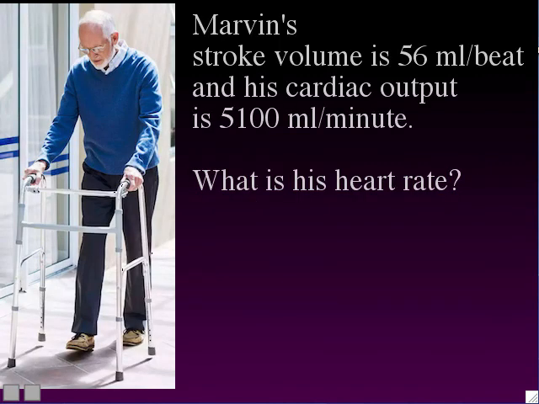Okay, so this gentleman's name is Marvin, and because he has a weakened heart, it has a smaller than average stroke volume, let's say 56 milliliters per beat, and his resting cardiac output is going to be close to normal. So let's say that it's around 5,000 milliliters per minute, because his body's demand for oxygen is about the same as anybody else's. So let's say his cardiac output is 5,100 milliliters per minute, and I'm asking you, what is his heart rate?